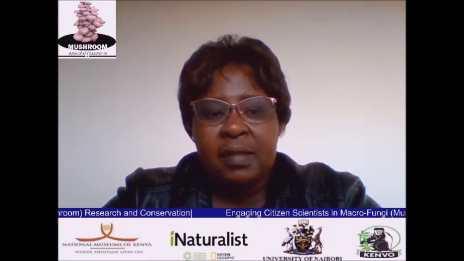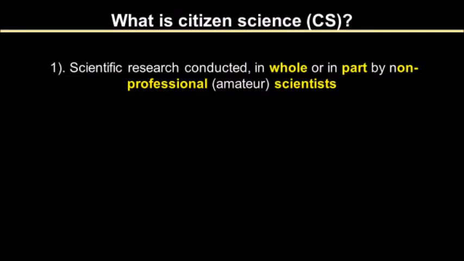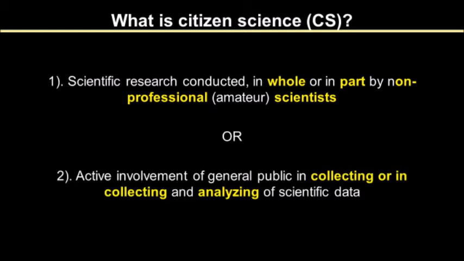is citizen science. Citizen science is scientific research conducted in whole or in part by non-professional scientists. These non-professional scientists may even include the amateurs. In other words, we can define citizen science as an active involvement of the general public in collecting and analyzing scientific data.